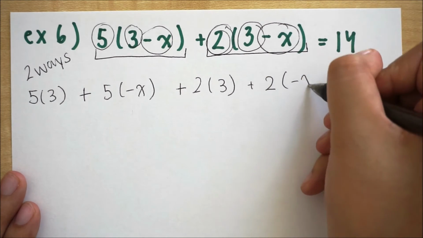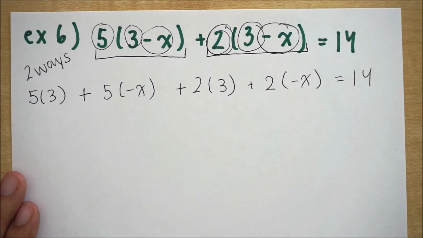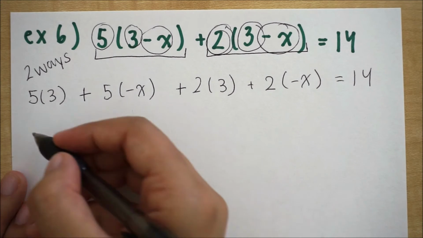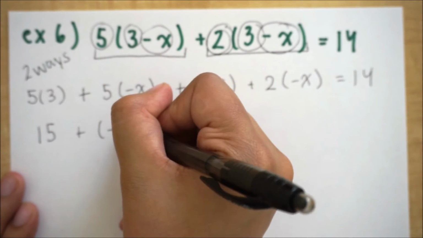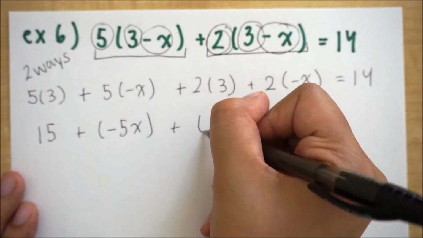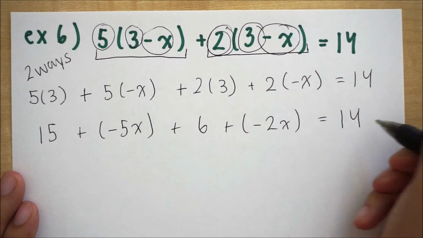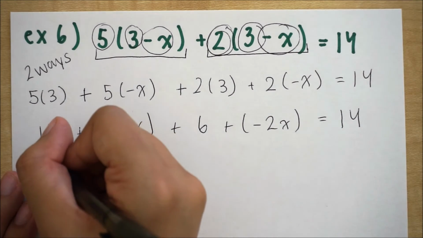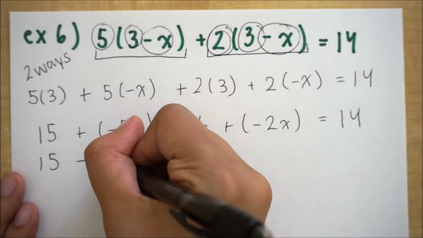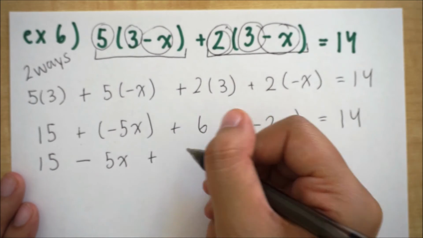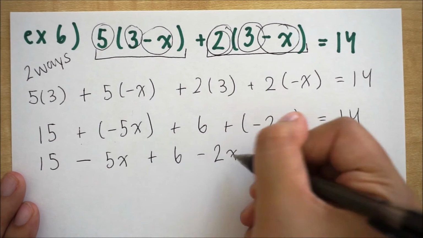All right, and that is all equal to 14. Now we can go ahead and simplify this. So 5 times 3 is 15, plus 5 times the negative x is a negative 5x, plus 2 times 3 is 6, plus negative 2x is equal to 14. Then you can go ahead and figure out the signs. So 15 minus 5x, the negative overpowers the positive, plus 6 minus 2x, the negative again overpowers the positive. It always will. That's equal to 14.